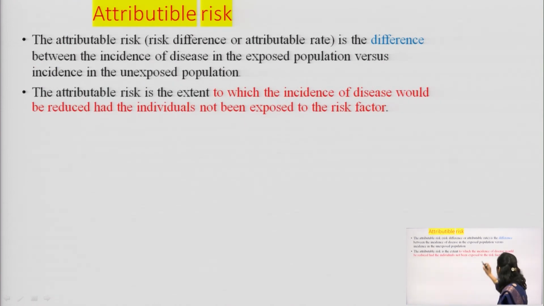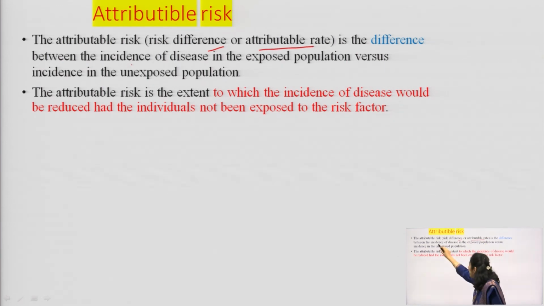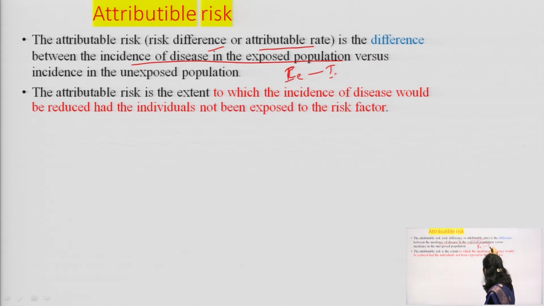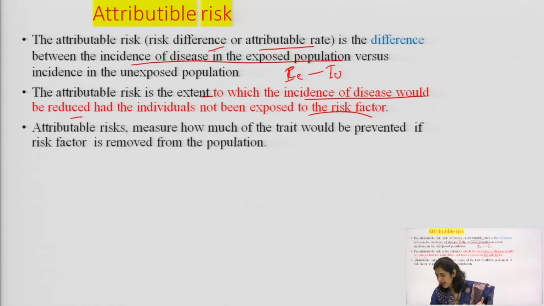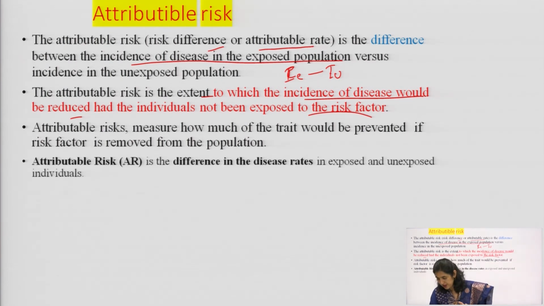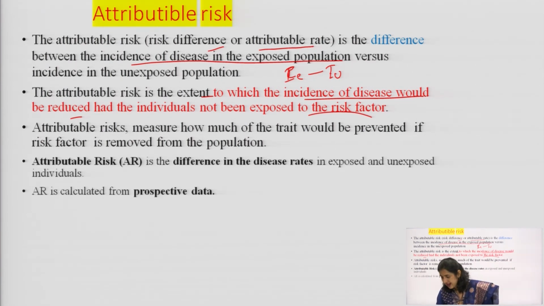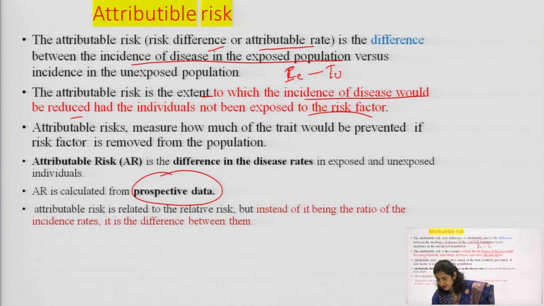What is attributable risk? Attributable risk means this difference, the attributable rate: the difference between the incidence of disease in the exposed population, that is IE, minus the unexposed. So what is this risk? It is the extent to which the incidence of disease can be reduced if the individual was not exposed to the risk factor. That means how much of the incidence we can prevent or reduce, that is attributable risk. It measures how much of the trait could be prevented if that risk factor is removed from the population. So it is the difference in the disease rates in exposed and unexposed individuals. It's calculated from the prospective data.